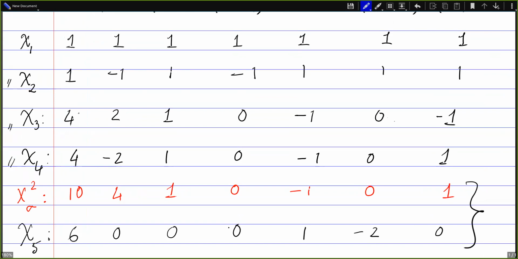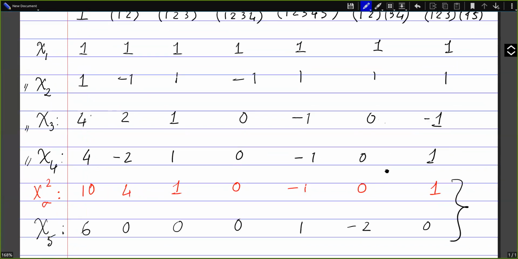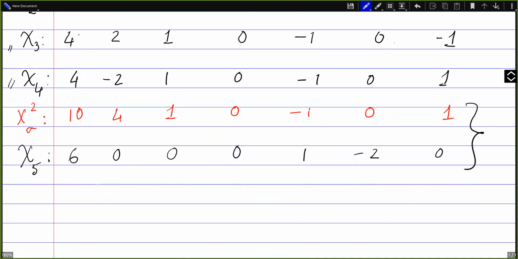Now, this alternating square character, we have just seen that it is an irreducible character. So the question remains, what happens to this symmetric square character? For that we will make the same checking once again.